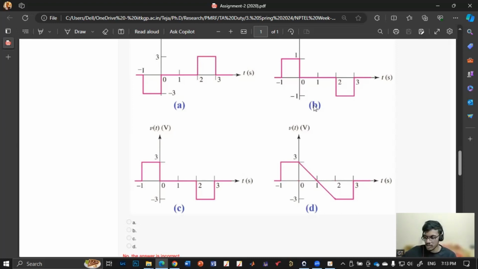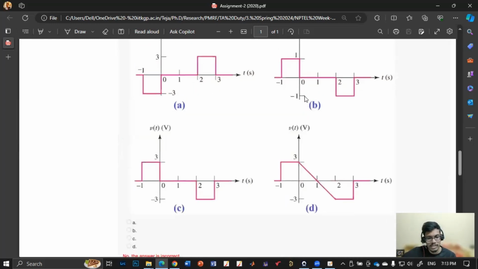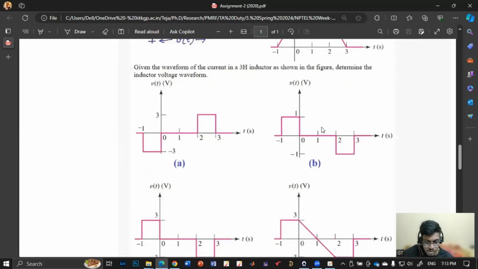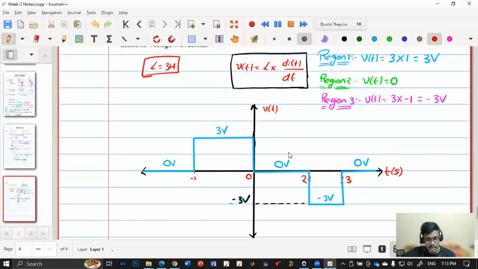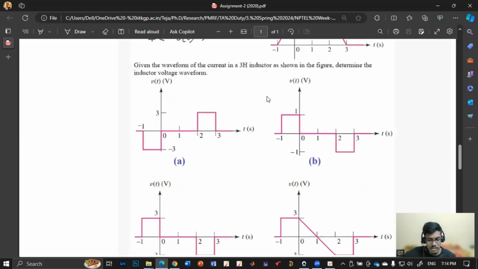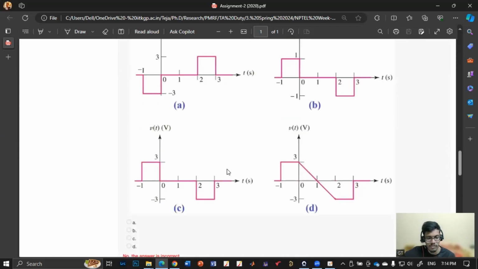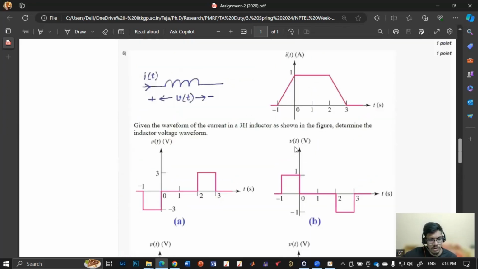Yes, yes. See, you have to be careful. Both have the same waveform, but this one has 3 volt and this one has 1 volt. So sometimes these will be tricky. When you are choosing the option, you should be careful. Even after doing all the calculation and getting the correct waveform, we can get confused, as they have given the same waveform with different values. So we have to be very careful when we are selecting the options. Yeah. So this is another way problem.